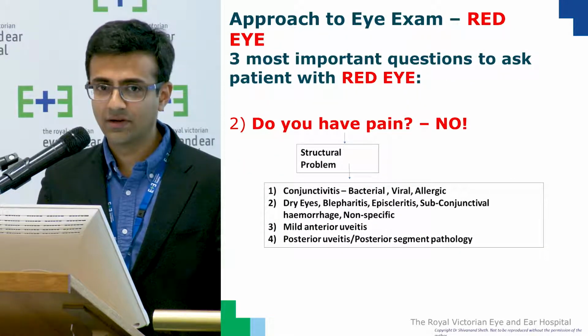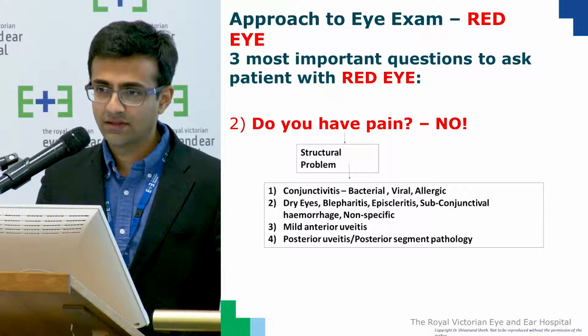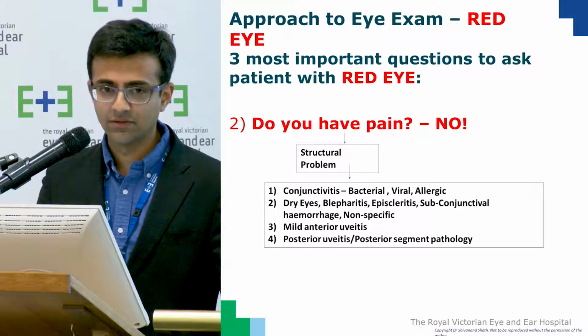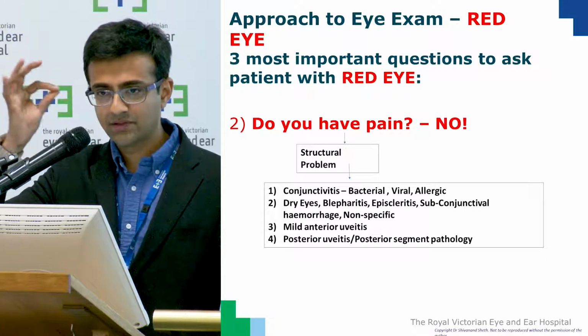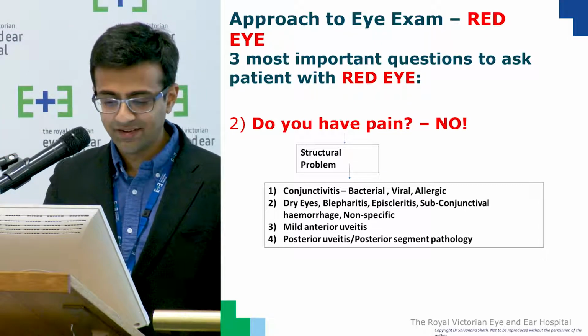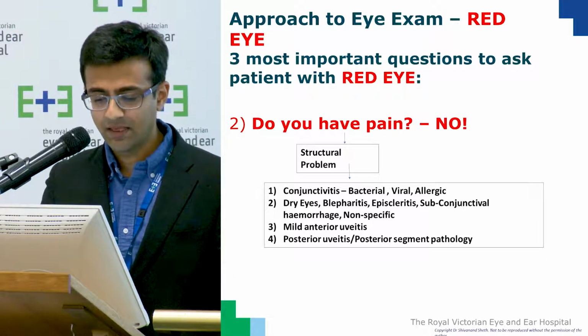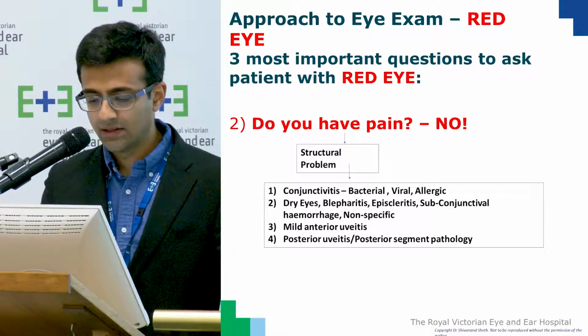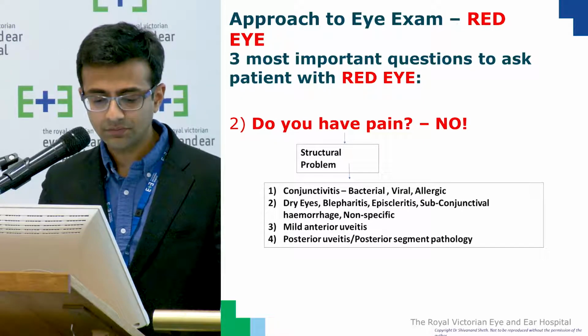So again, what doesn't cause pain? The structures of the eye that are not pain sensitive include the conjunctiva. You can actually pick up a person's conjunctiva and they won't feel pain if you handle it delicately without touching the sclera underneath. And bacterial, viral, or allergic conjunctivitis generally doesn't cause pain until the cornea is involved.